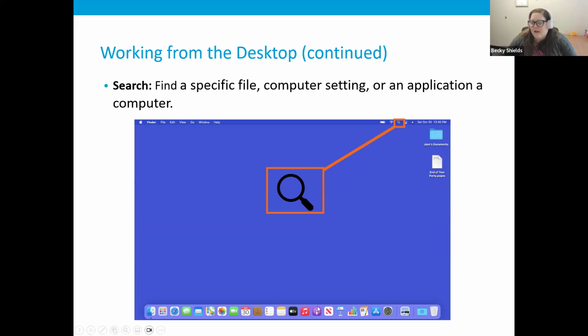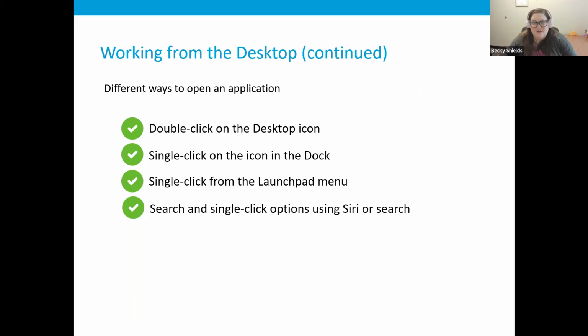If it is an icon on the dock, that's this bar right here down in the bottom of your computer, you would single click. So if I wanted to open the calendar, I've got my mouse hovering over it, I would click one time. If I was opening something from the Launchpad menu, which you remember is this gray icon with all the different colored boxes in it, first I would open the Launchpad and then look at the applications, and then you would single click, so one click only. And if I'm using search or Siri to open an application, those will be single click, one click in order to open them.